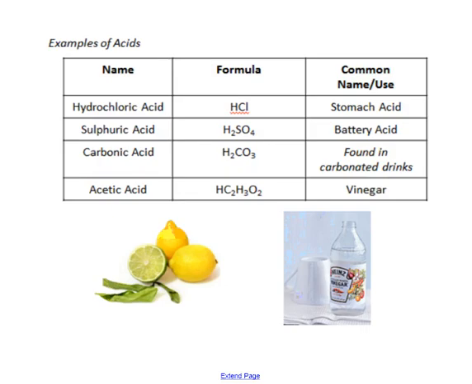Some common examples of acids are hydrochloric acid, which is the kind of acid you find in your stomach. Sulfuric acid is found in battery acid. Carbonic acid is found in carbonated drinks. And acetic acid is the acid that's found in vinegar. One thing you may notice about all acids is that they all start with hydrogen. Hydrogen is found at the beginning of every chemical formula, including an acid.